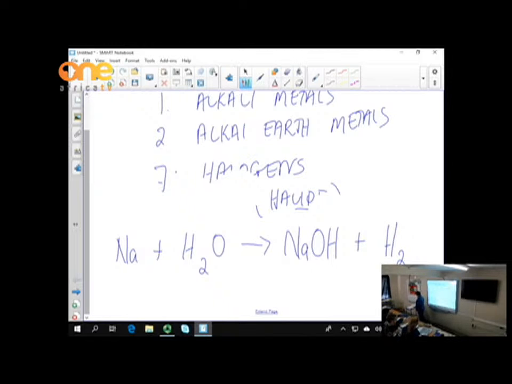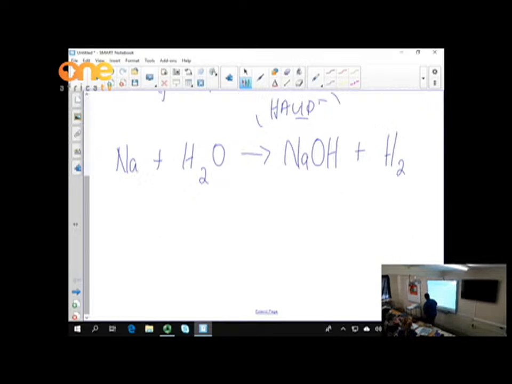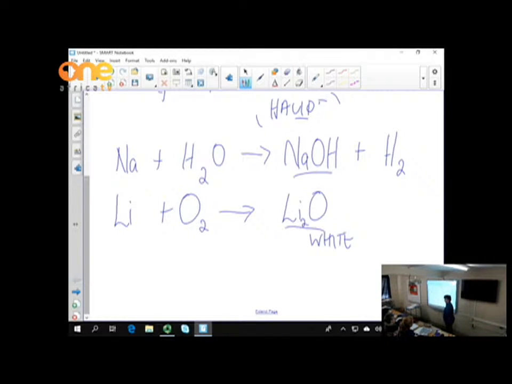Then the reaction with oxygen: they will all react with oxygen. They will burn, and the product will be a white substance. So let's take lithium. If lithium reacts with oxygen, it is going to form lithium oxide. Lithium oxide is a white solid, and it is water soluble. They all form white salts, so that is the reaction with oxygen.